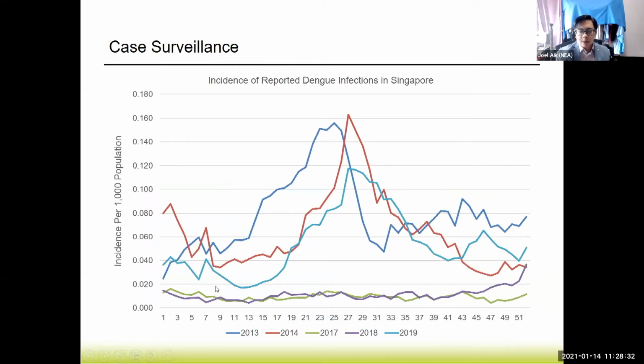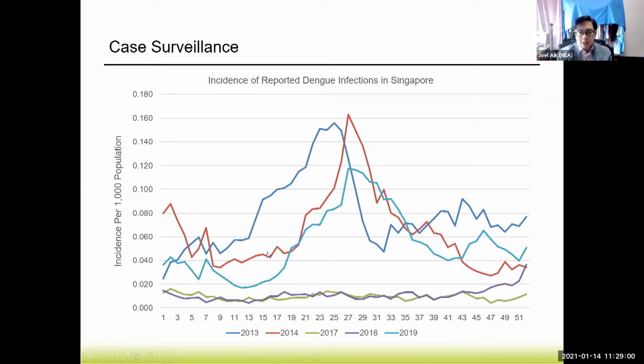Now, in this particular figure, we can see the trend of dengue cases by epidemiological week. So the 52 weeks over here. So we can plot these collected information over a weekly time scale. So you can see that I've displayed the data from 2013 for selected years up to 2019.